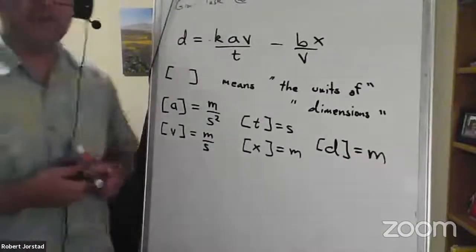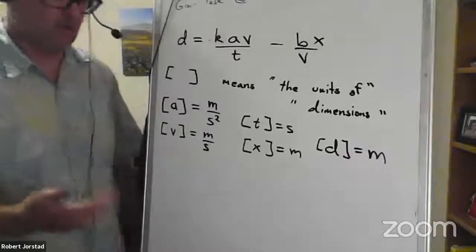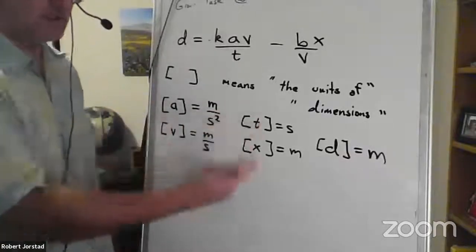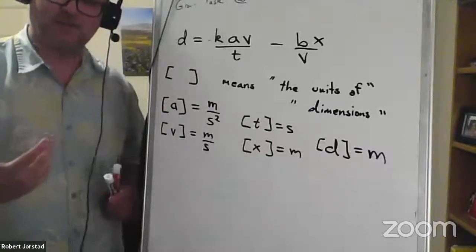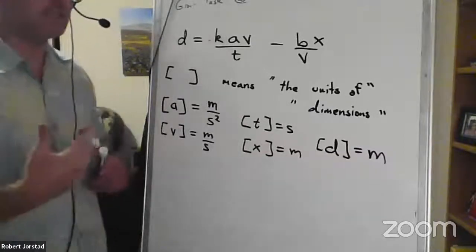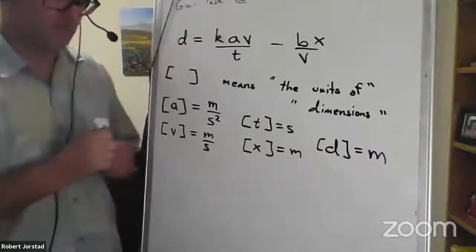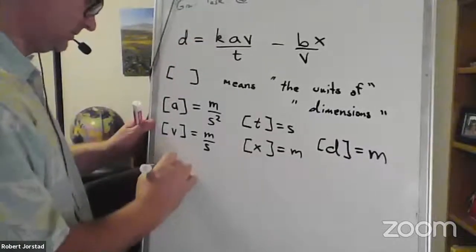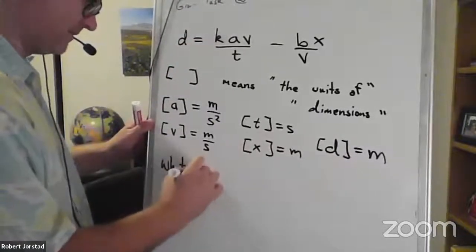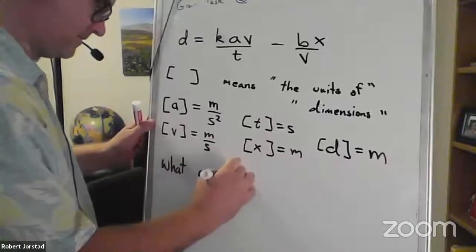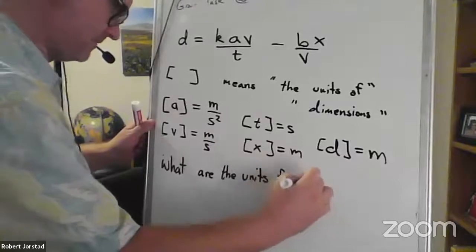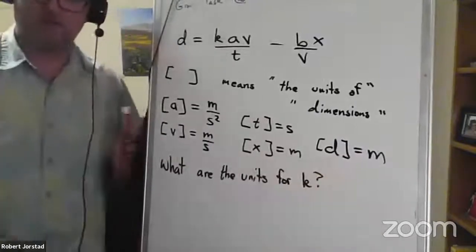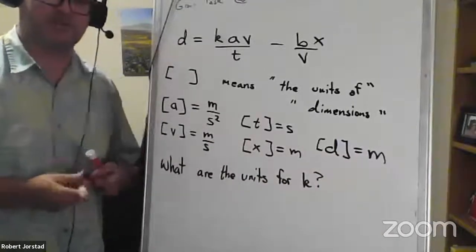So let's say we knew this information. We know the units of these terms. And let's say I ask you to determine the dimensions appropriate for K. Or said another way, maybe I say, what are the units for K?